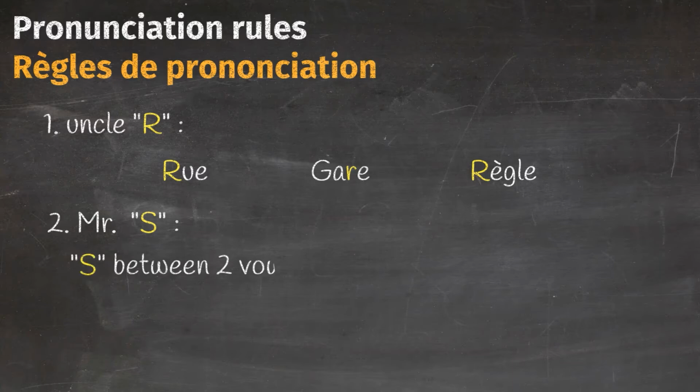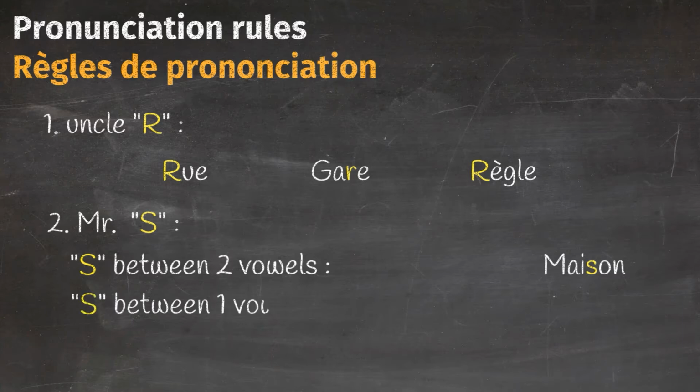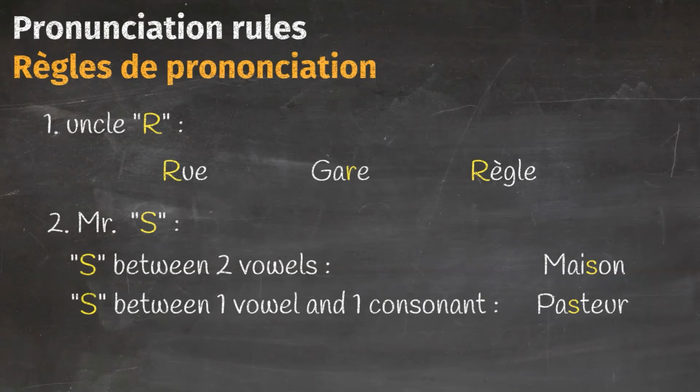Number 2, Mr. S. If it is between 2 vowels, then it has a Z sound. For example, maison. And if it is between a vowel and a consonant, then it has an S sound. Pasteur. And the last one, double S, always sounds like S. Aussi.